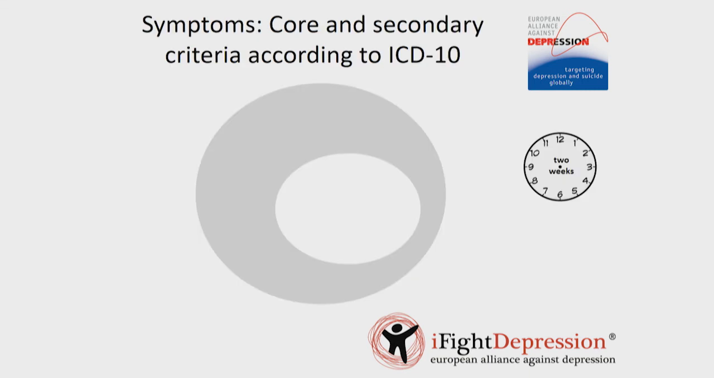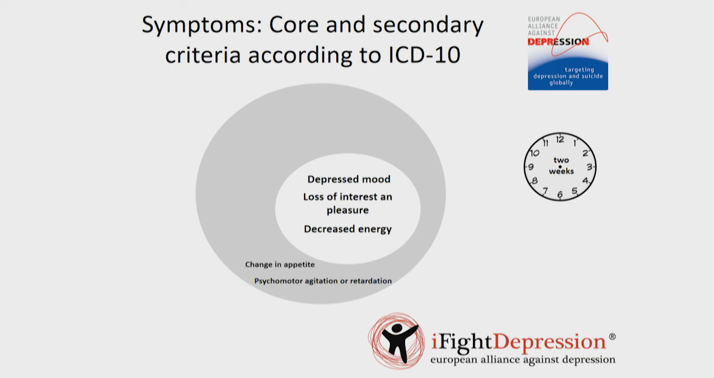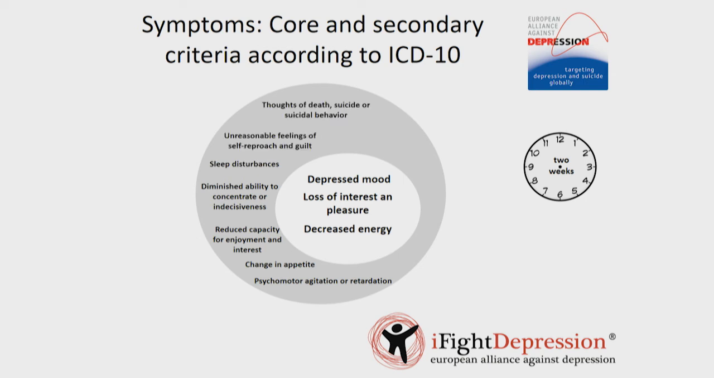In order to meet diagnostic criteria for a depressive episode, at least 2 core and 2 secondary criteria must have been present for a minimum of 2 weeks. The secondary criteria will be displayed in the gray circle, while the core symptoms will be displayed in the white circle. The core symptoms are depressed mood, loss of interest and pleasure, decreased energy. The secondary criteria include psychomotor agitation or retardation, change in appetite, for which many patients present as weight loss, reduced capacity for enjoyment and interest, diminished ability to concentrate or indecisiveness, sleep disturbances, unreasonable feelings of self-reproach and guilt, thoughts of death, suicide, or suicidal behavior, and loss of confidence and self-esteem.